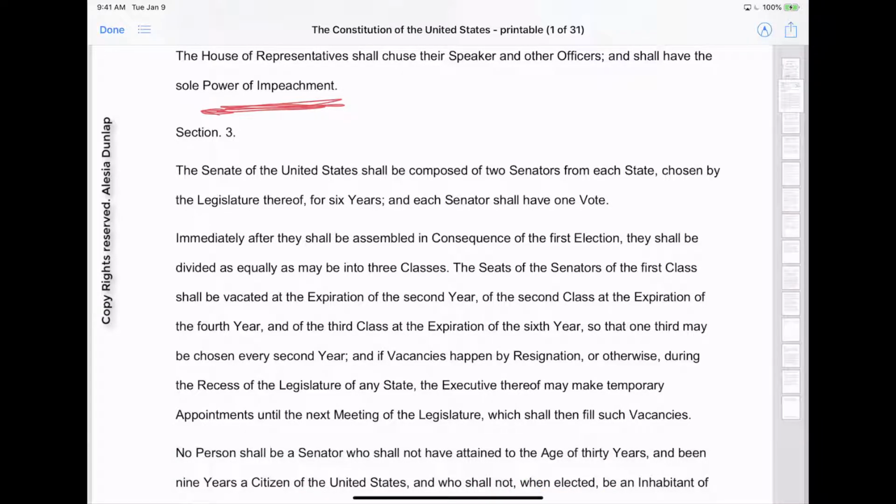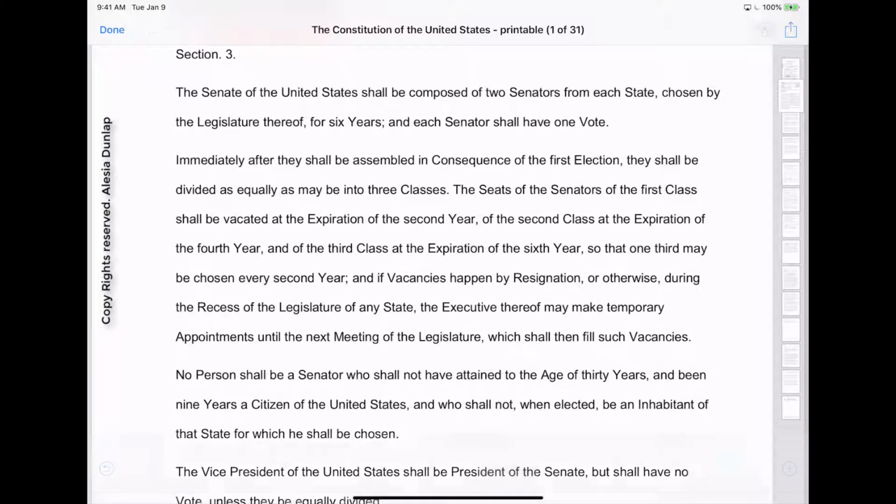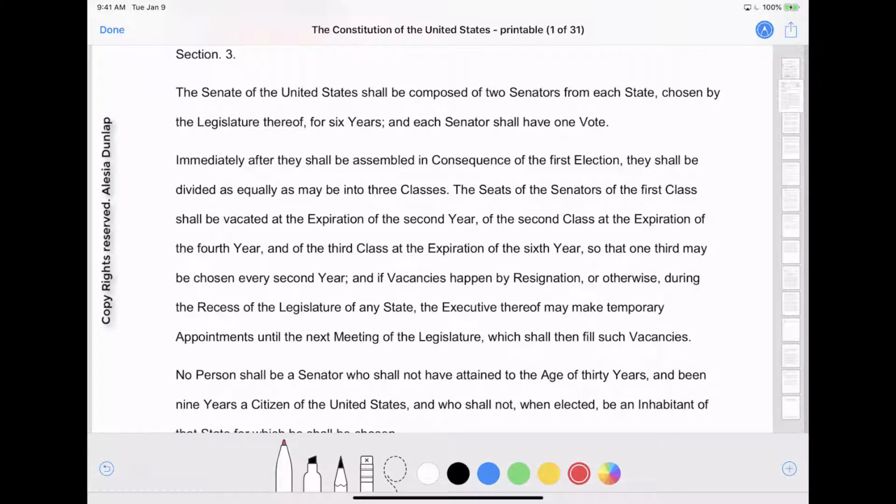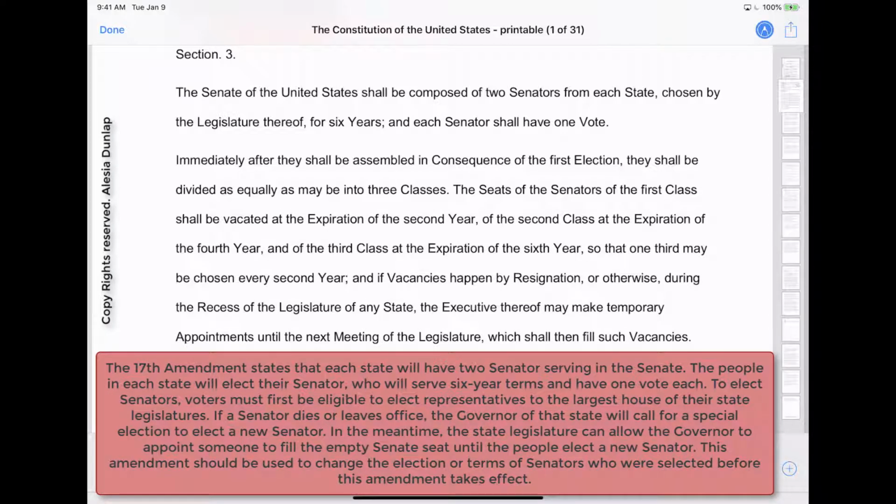So moving on to section 3, adding little marks here. So section 3 is each state will have 2 senators representing them in Congress for 6 years. Now, earlier state legislatures chose their own senators, but that was changed through the ratification of the 17th Amendment.